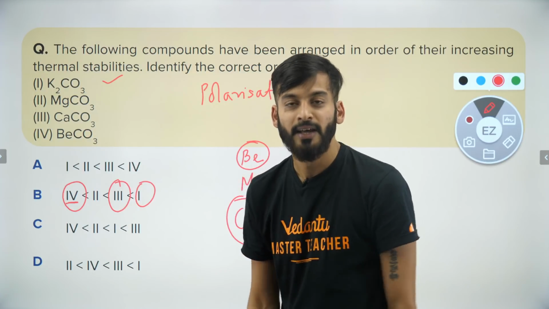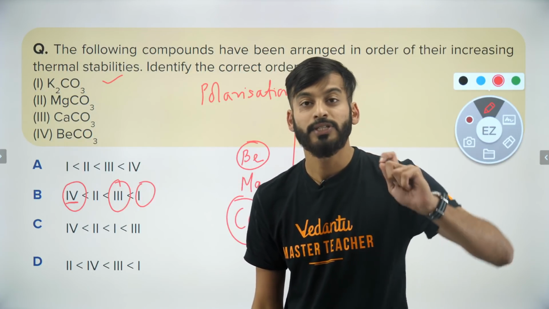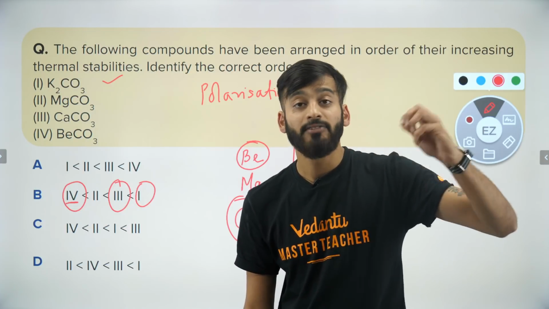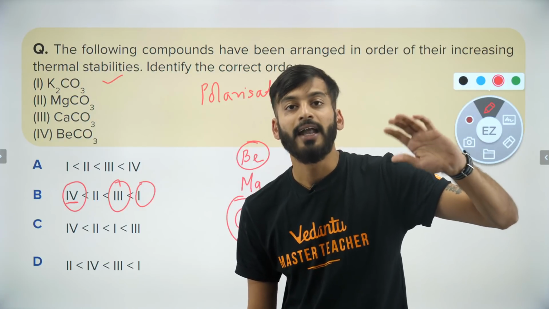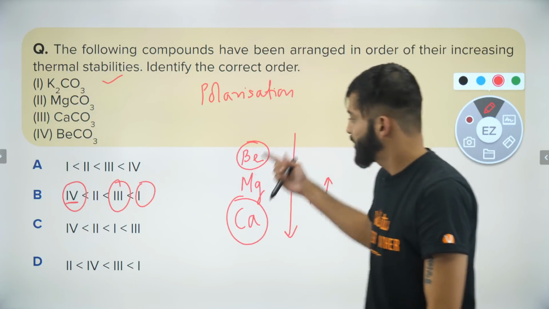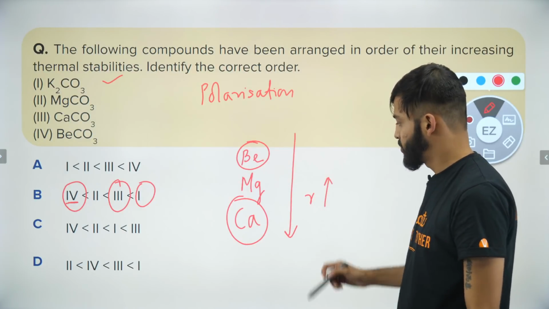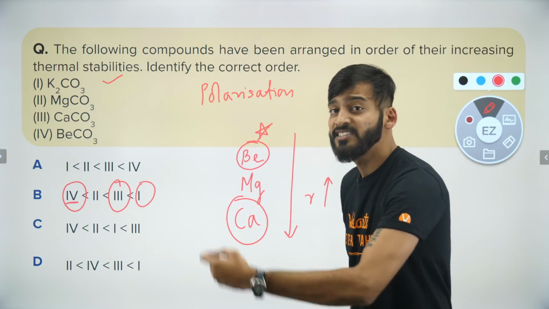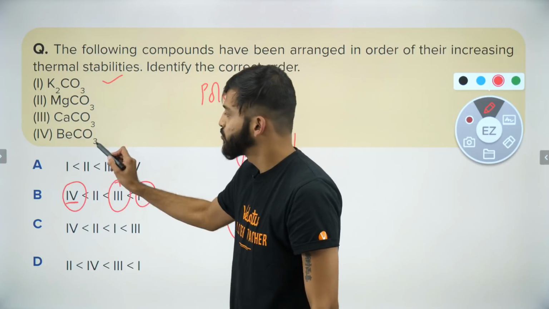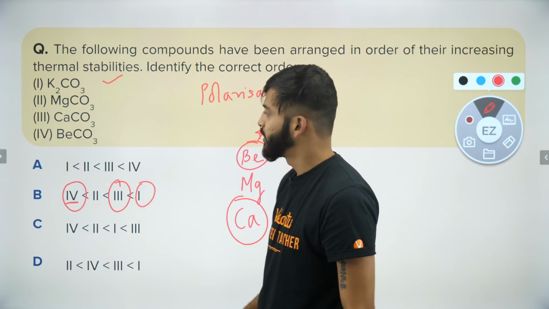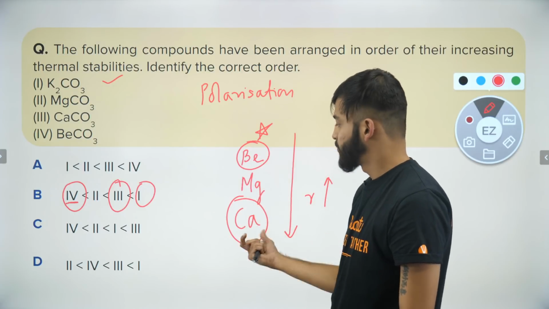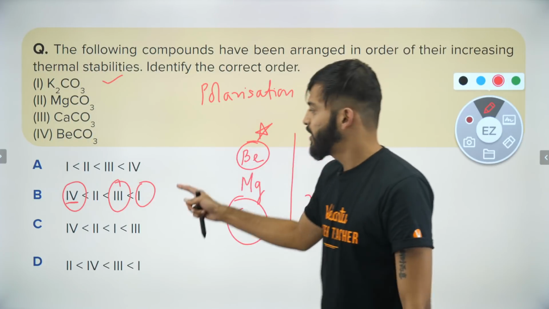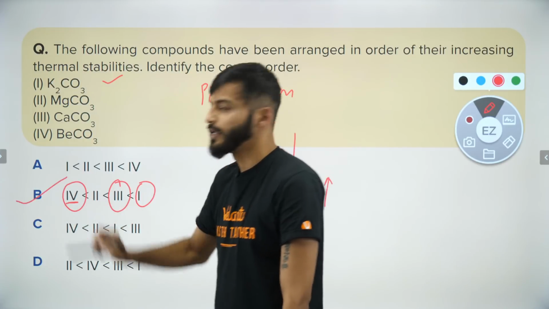I repeat the concept again. Whenever they talk about thermal stability, you will check for polarization. Smaller the size of cation, higher will be its covalent nature and lower will be the thermal stability. So what did I check here? Which has the smallest radius? Beryllium has the smallest radius. It means its carbonate will have the least thermal stability. That's why I went for this. It means fourth should have the lowest thermal stability. Then magnesium followed by calcium. Calcium should have higher than that. And since potassium is having bigger size, that's why it has topped the chart. Answer has become B. I hope it is clear.